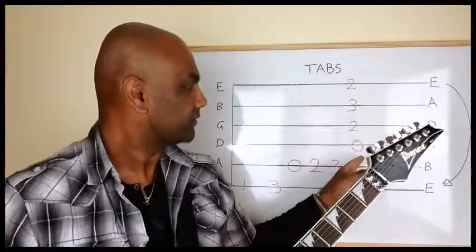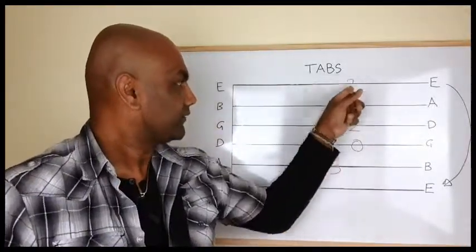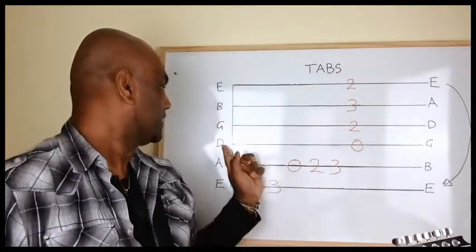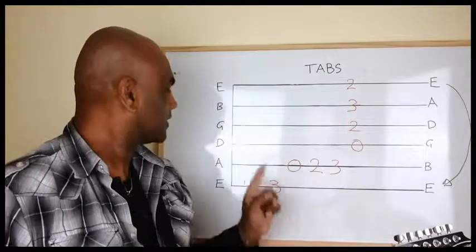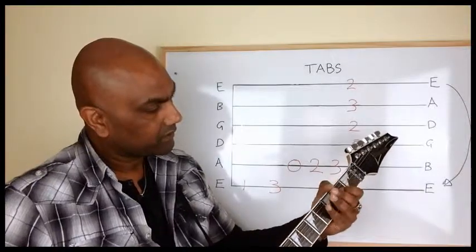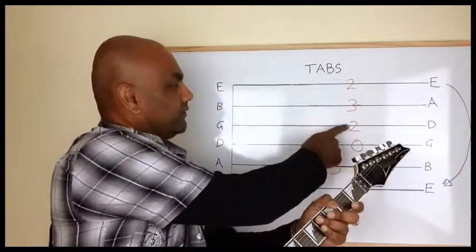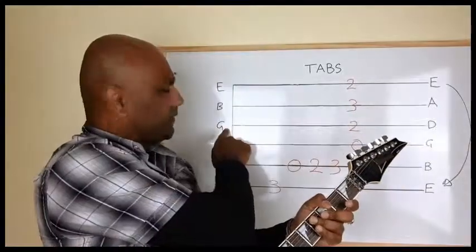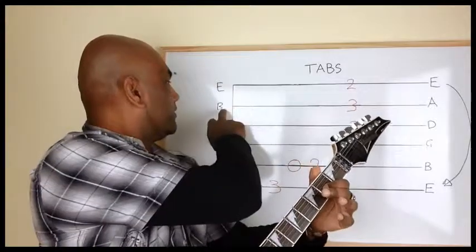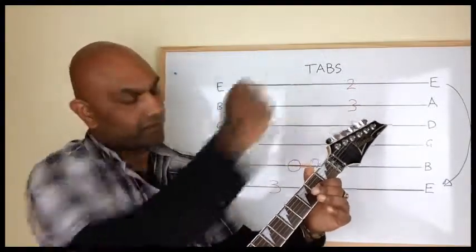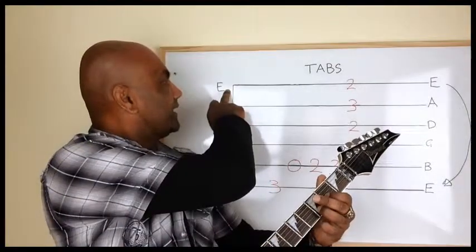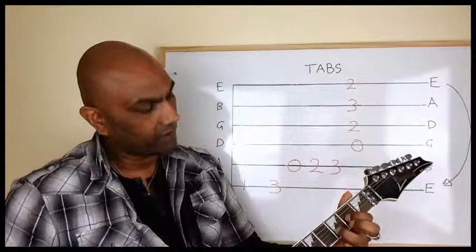So that's quite simple, but what happens here? We've got a whole series of numbers and an open string here. So all that means is if we look at the D string, which is your 3rd string from the top, we've got an open D, we've got 2nd fret on the G string, which is there. On the B string, we've got the 3rd fret, which is there. And on the very high E string, we've got the 2nd fret again.